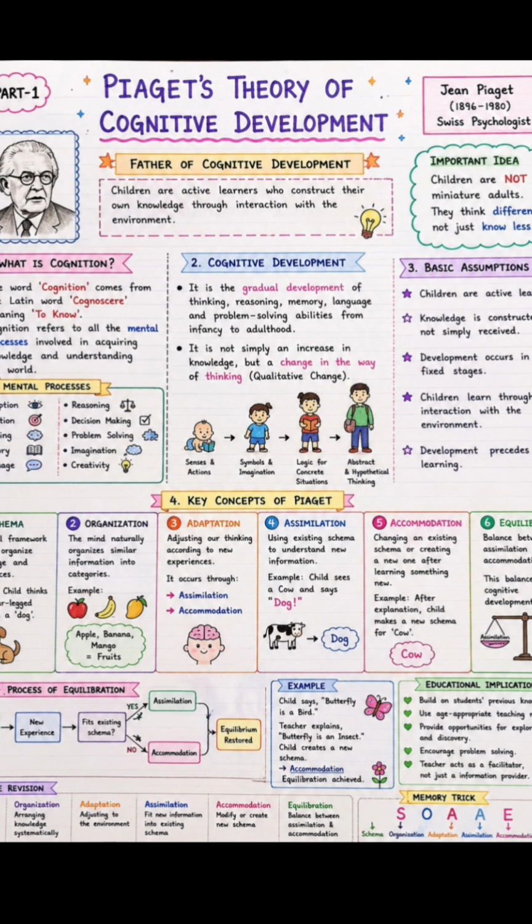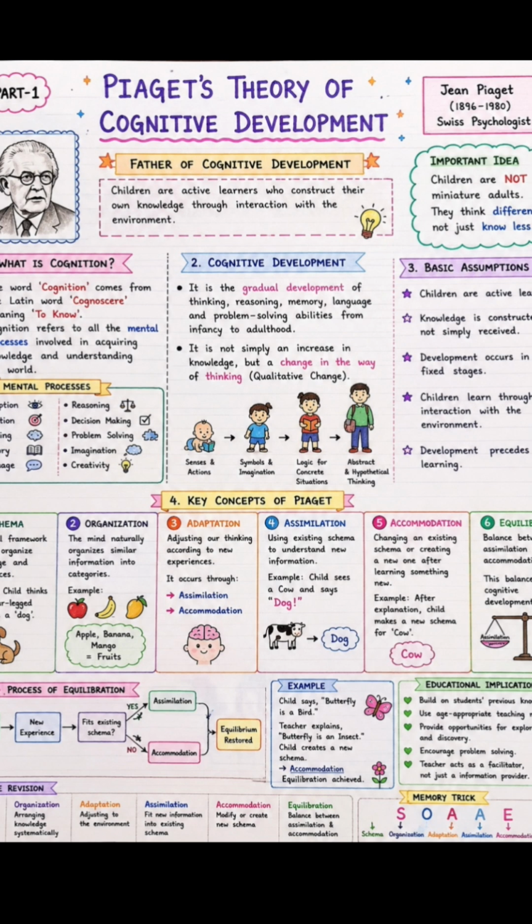But today our objective is not just to memorize the four stages of Piaget's theory. Instead, we will try to understand how children actually think, how they learn, and why their thinking changes as they grow older. Because as a future teacher, it is not enough to know what children learn, we must also understand how they learn. So before we begin Piaget's theory, let me ask you a very simple question.